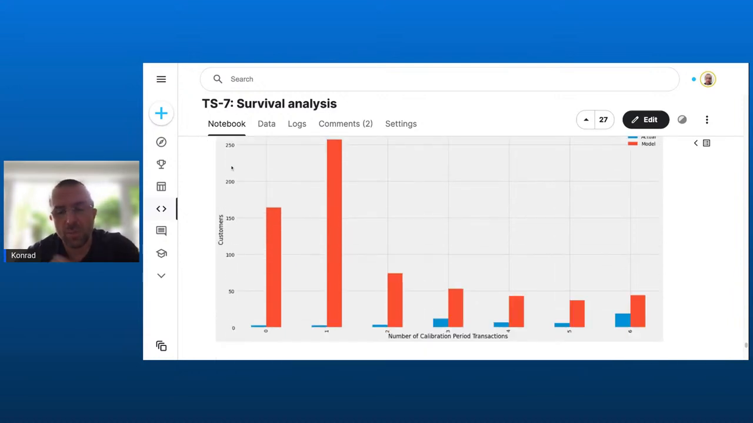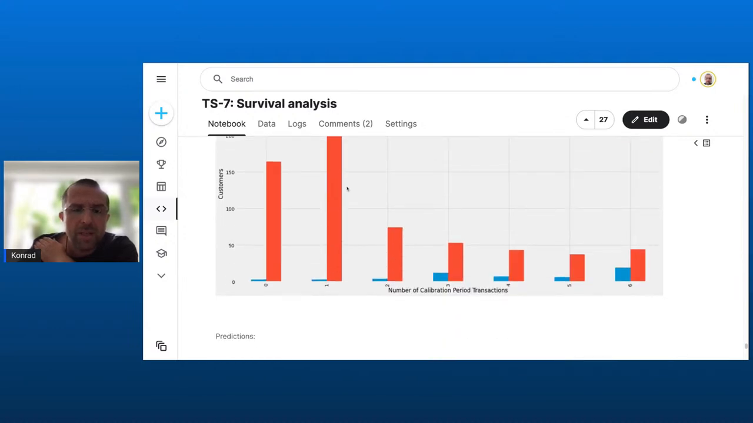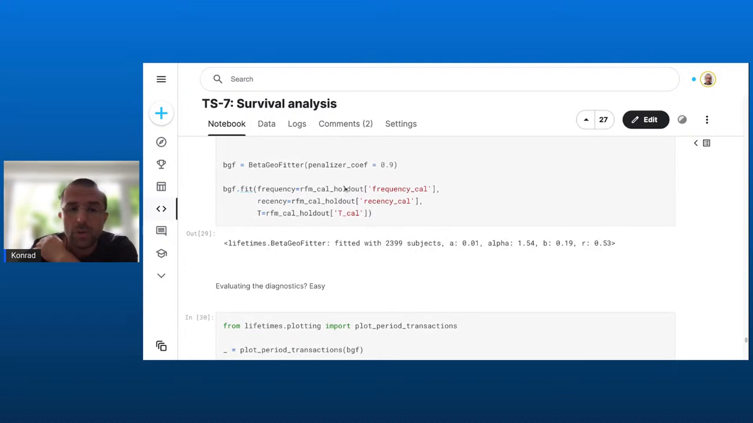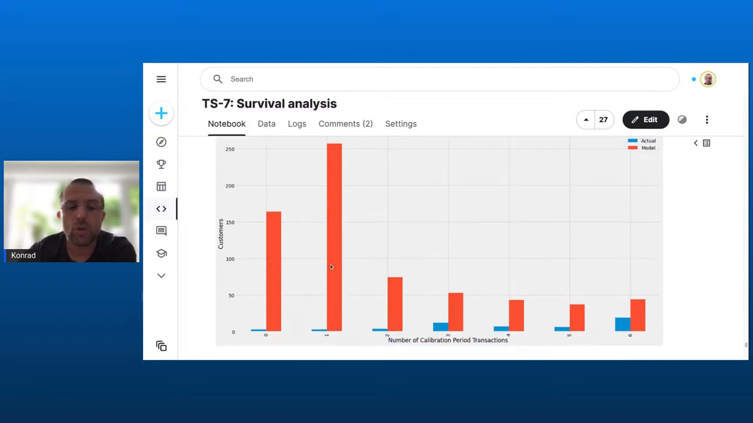What can we say about this model? Well, it kind of captures something, but it misses out very badly. Keep in mind, I just used parameters pulled out of the blue. It misses badly the number of customers who had very few calibration periods, which kind of makes sense if you think about it, because we don't have an awful lot of information. It's sort of the same as with prediction of click behavior for people who have barely any history.